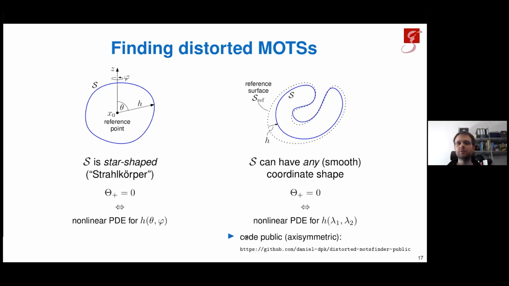And our code to solve that using a pseudospectral method is public here, although the code currently is only dealing with axisymmetric configurations where the whole MOTS can be uniquely identified using just a curve, which you can then rotate into the surface. At this point, you may wonder, well, you still need an initial guess. You need the reference surface at least to be able to find the MOTS. And there's three answers to that.